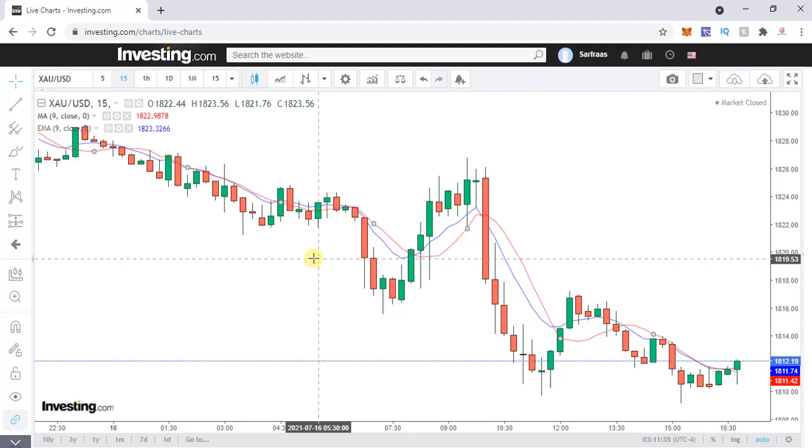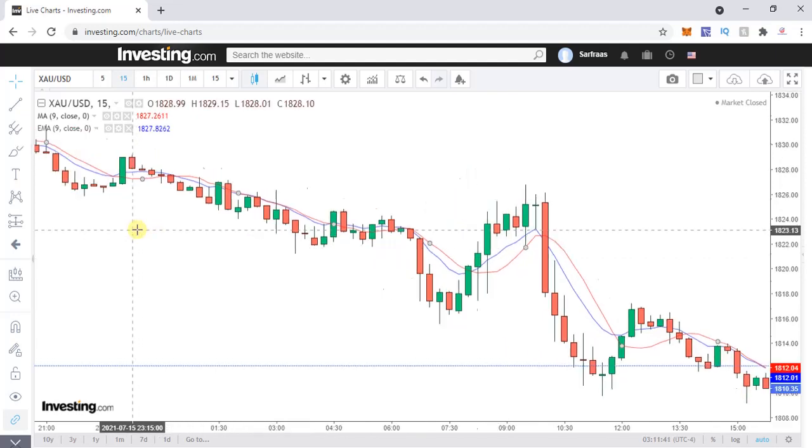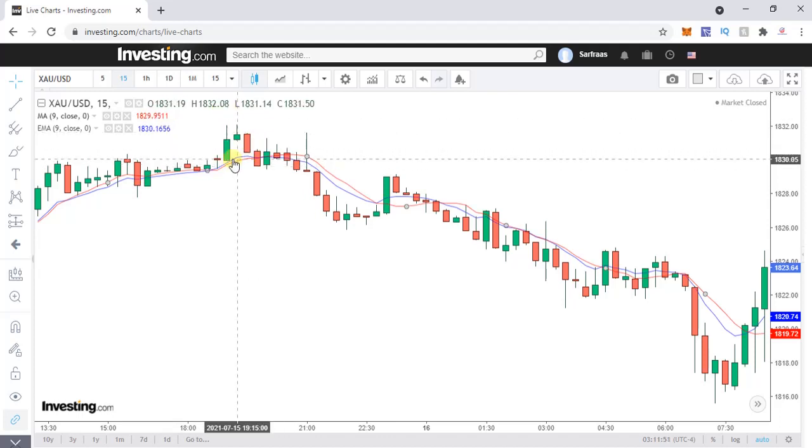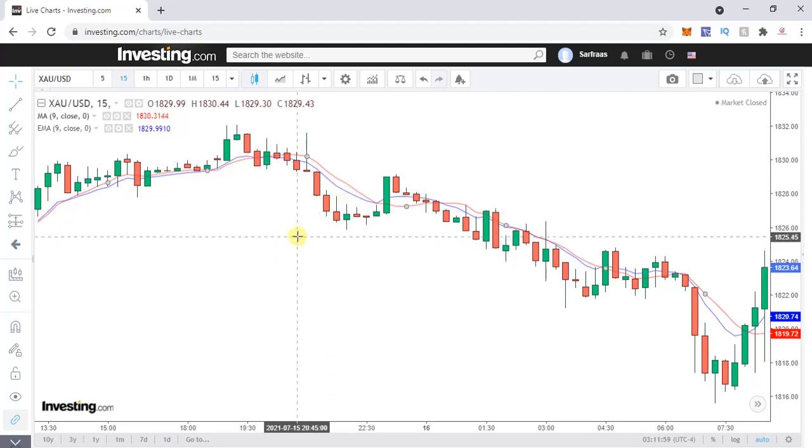Okay, basically there are two kinds of moving averages. One is called the simple moving average, and the second one is the exponential moving average. Now you can see there are two lines I have highlighted with color. The red one is the simple moving average, and the blue one is the exponential moving average. Now, what is the difference between these two basically?